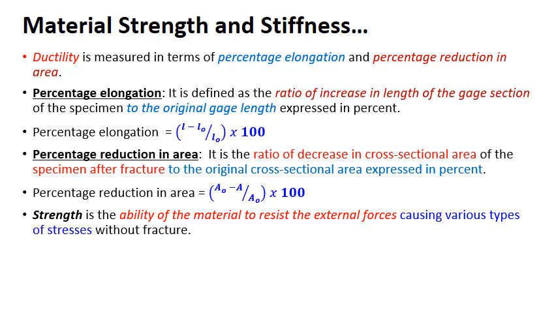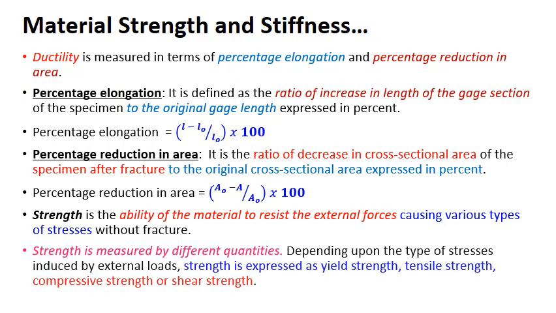Then some of the important properties we must know. What is strength? In general, strength is the ability of the material to resist external force. But it is actually the maximum resistance force that the material can exert before fracture. Stress and strength, you just remember, stress is also a resistive force, strength is also a resistive force, but strength is the maximum stress that the material can withstand.